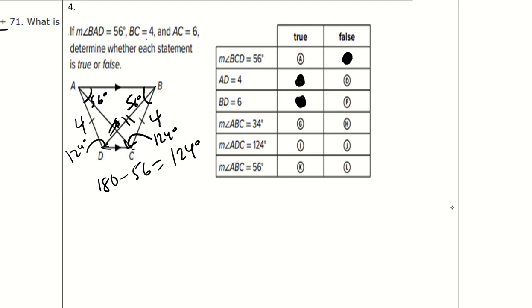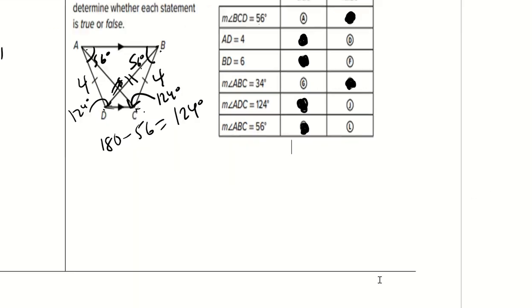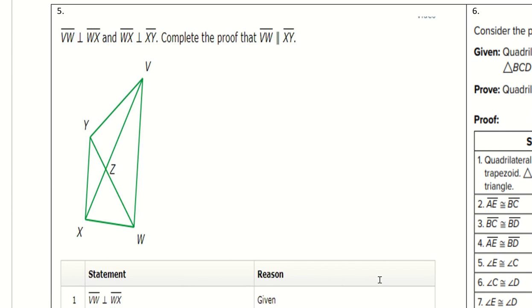Here ABC is not 34. ABC is 56 degrees. So that's false. ADC is 124, that's true. And then ABC is 56, that's true. All right, that takes care of that question. Number 5.